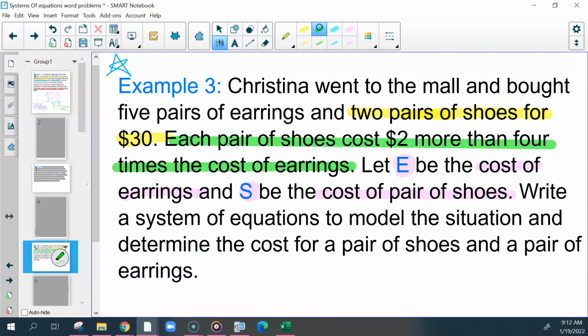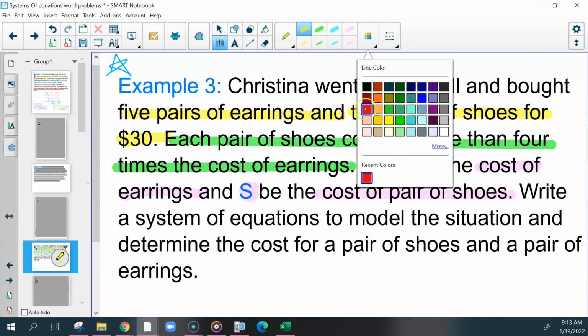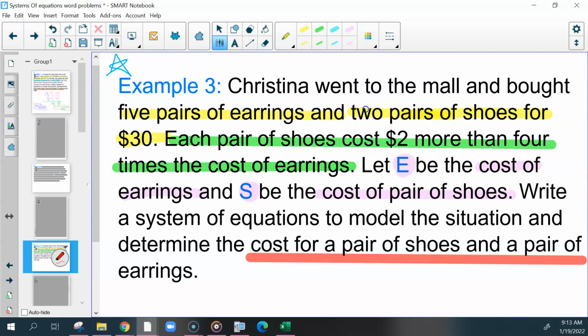5 pairs. Okay, go ahead. 5 pairs. Oh, this should also be included, yes. And then say, what are we looking for? We're trying to find the cost for one pair of shoes. So again, we are given variables, so we don't need to define them.